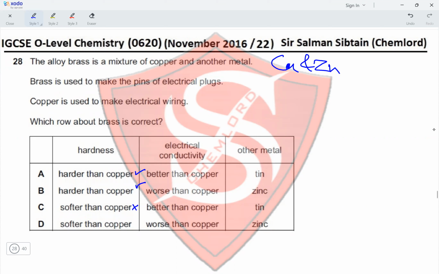So this eliminates options C and D. And electrical conductivity better than copper or worse than copper? It cannot be better than copper. Copper has a significantly good electrical conductivity. So it is worse than copper. So this eliminates option A. And the other metal used is zinc, which we had already figured out. So this makes option B the correct option for this question.